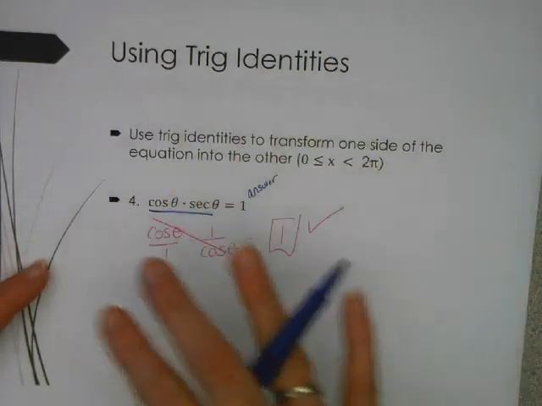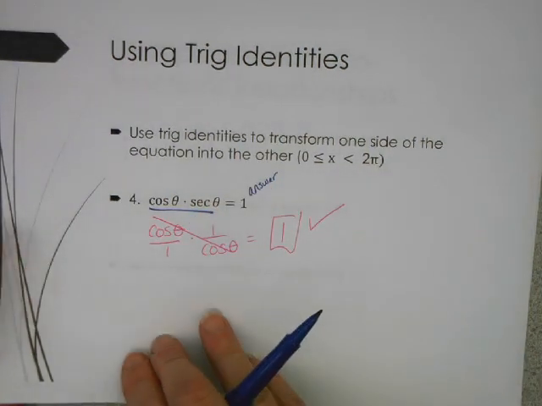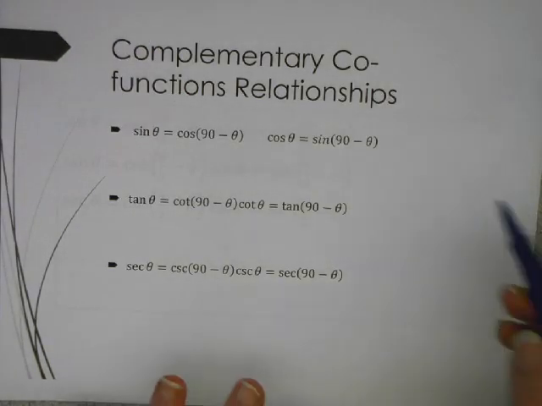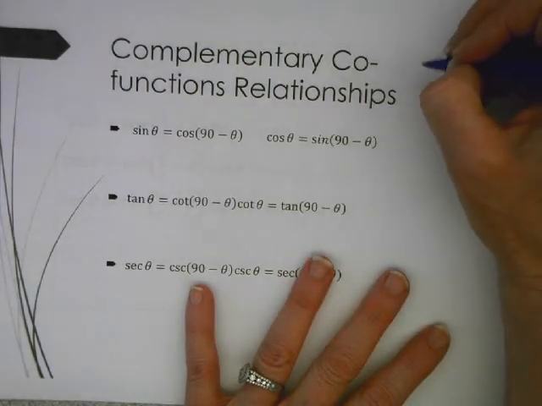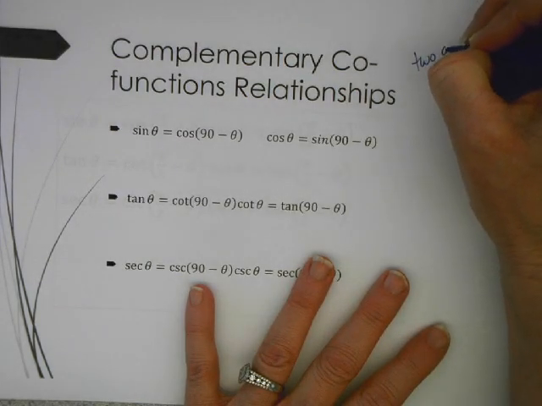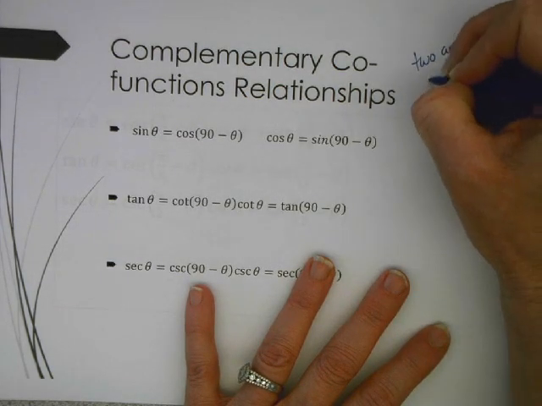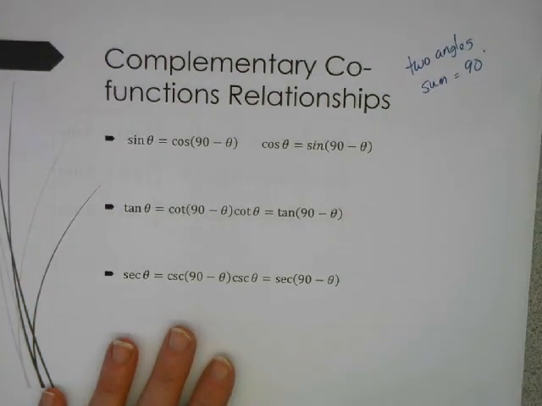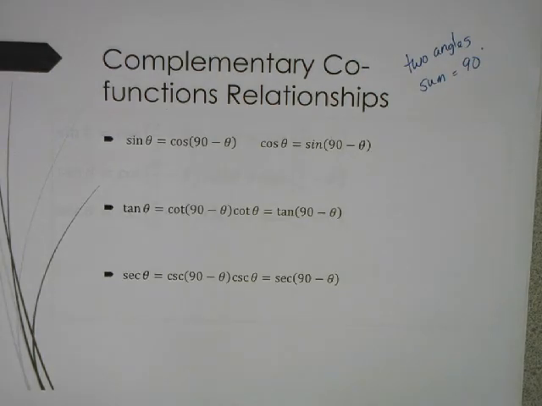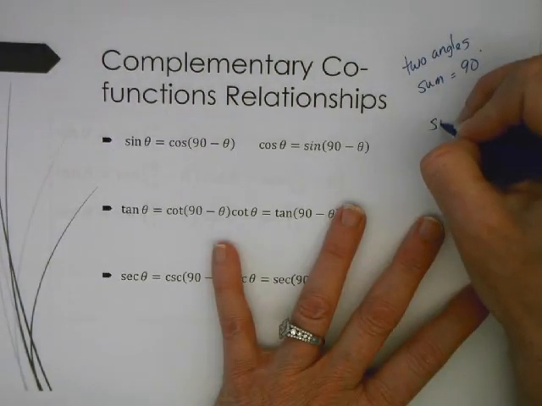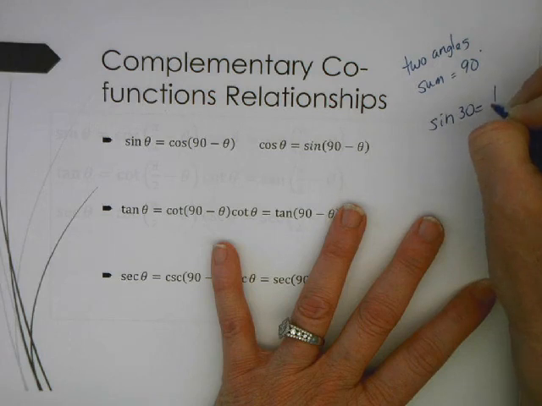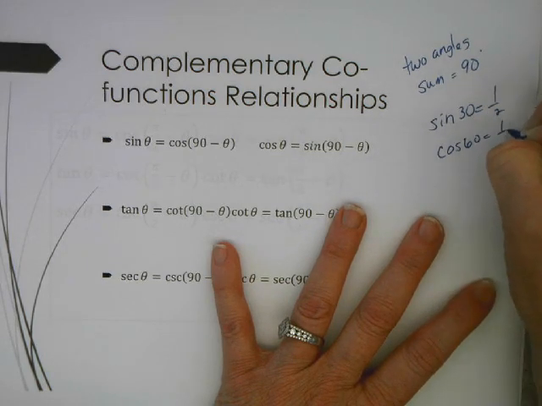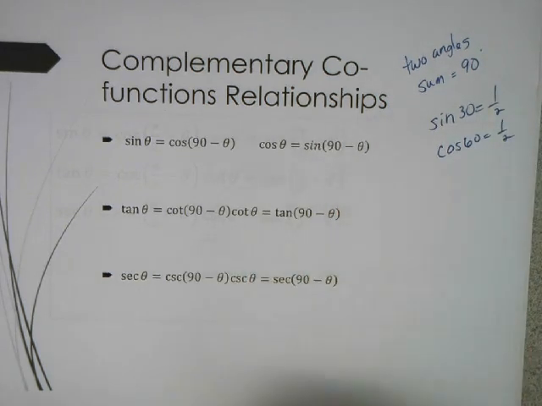So that's kind of the meat of everything is really this part, but you have some other odd and even identities. Last part are called complementary cofunctions. So if you guys remember, complementary is 2 angles whose sum equals 90. Supplementary is 180, complementary is 90. So if you really thought about it, the sine of 30 is 1/2, and the cosine of 60 is also 1/2. They have the same answer.